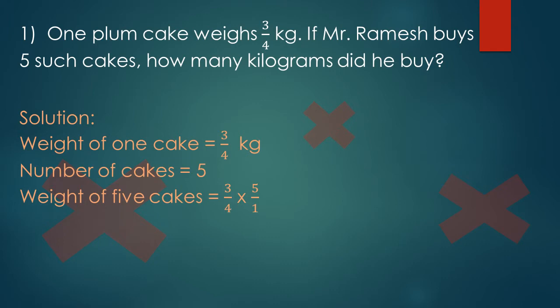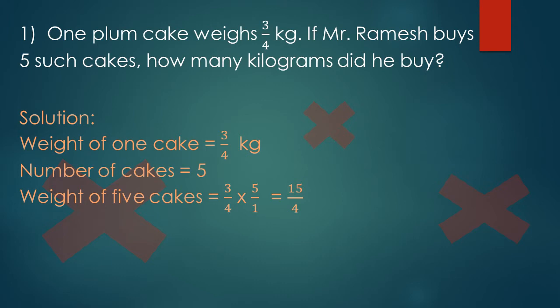Here I see the numerator and denominator are not divisible by the same number. So do the multiplication, numerator by numerator and denominator by denominator. 3 5s are 15 and 4 1s are 4. So the fraction is 15/4. But it is an improper fraction, so we will convert it into a mixed number.